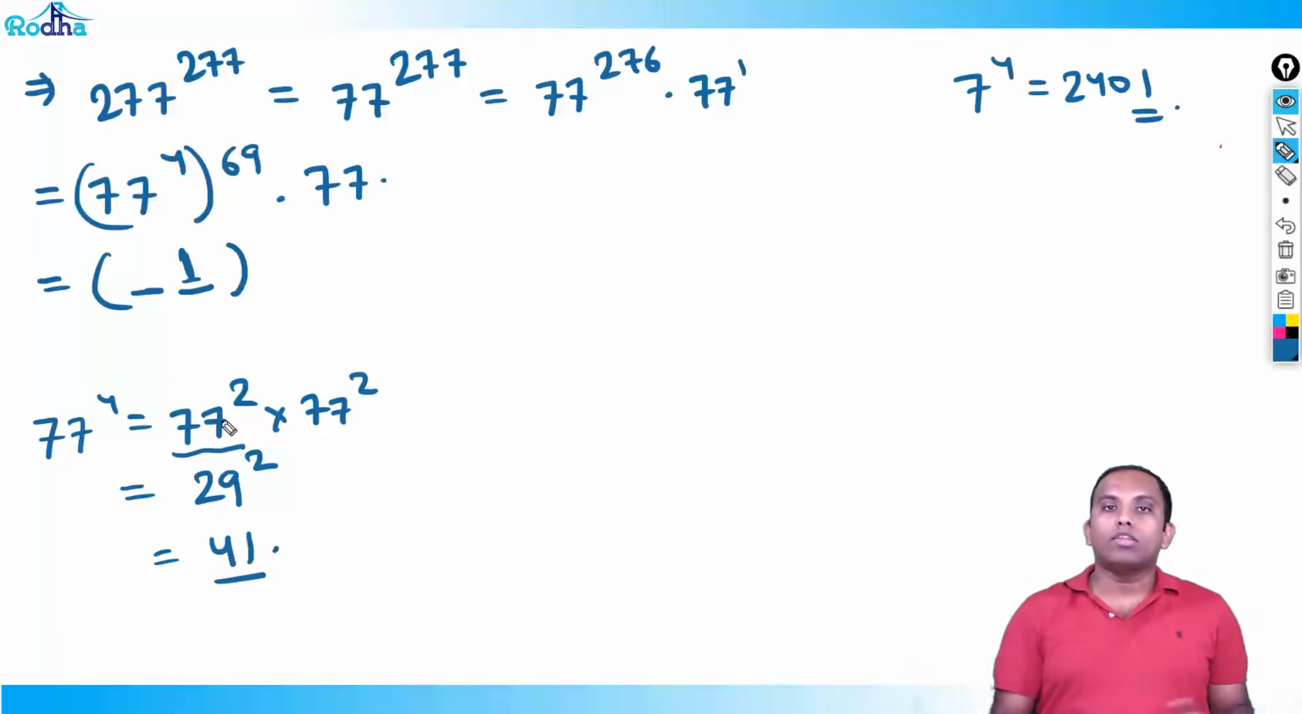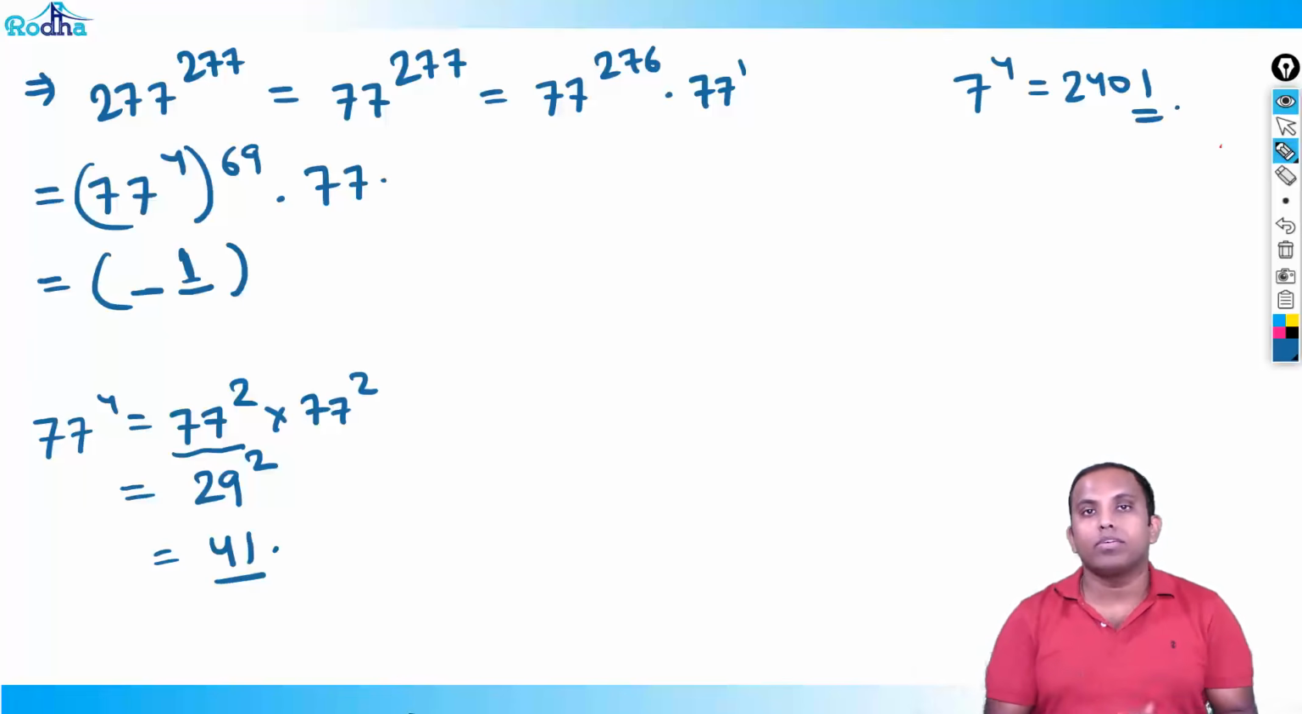77 square into 77 square. 77 square last two is same as 23 square, the difference from 100. What is 23 square? 529. So what is the last two? 29. So 29 into 29, 29 square. What is 29 square? 841. So last two is 41. Or you can do 29 square, last two will be same as 21 square, difference from 50, right? So what is 21 square? 441. What is last two? Anyway, 41 only, right?